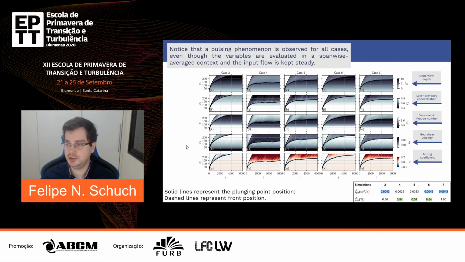And another point is the mixing coefficient. It indicates that the underflow is incorporating material from the ambient flow when it's positive. But here for case 2 we see a negative value, indicating that the underflow is in fact losing material to the ambient, at around 20% near the front.